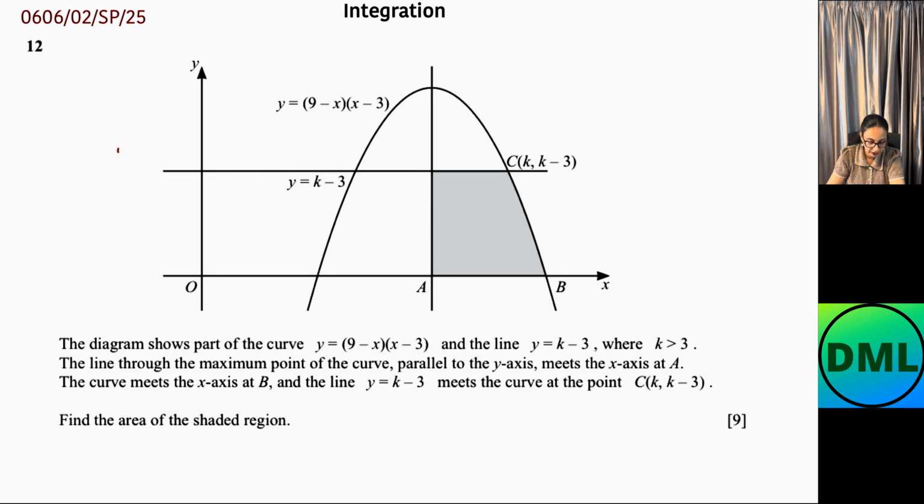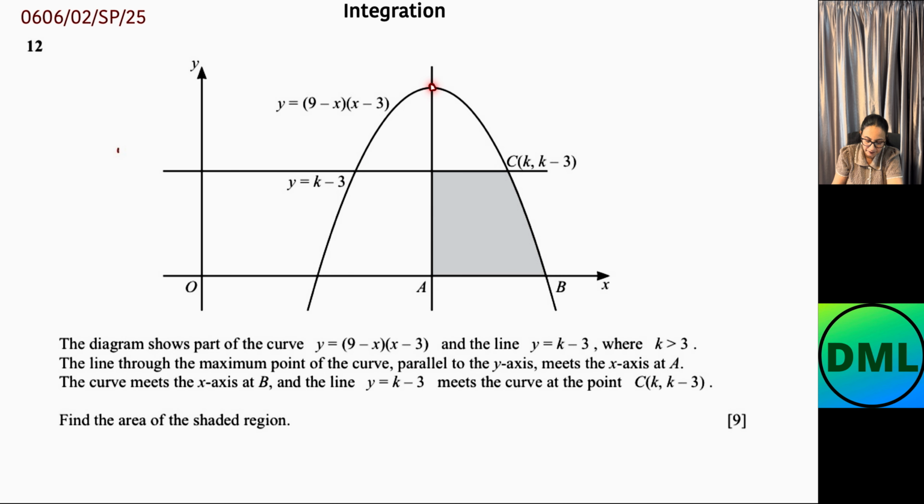Integration. We are looking at a past paper question. This is the diagram given to you. The diagram shows part of the curve y = (9 - x)(x - 3) and the line y = k - 3, where k is greater than 3. The line through the maximum point of the curve, parallel to the y-axis, meets the x-axis at A. So this is your curve and this is the line which is intersecting the curve at two points, here and here, at the point C.